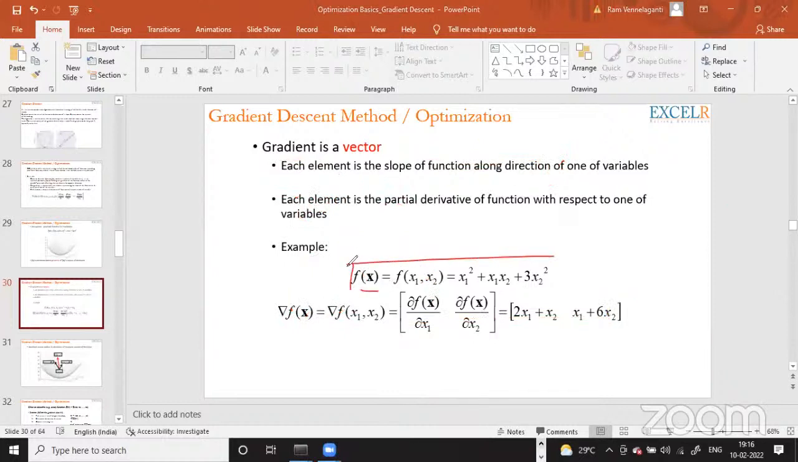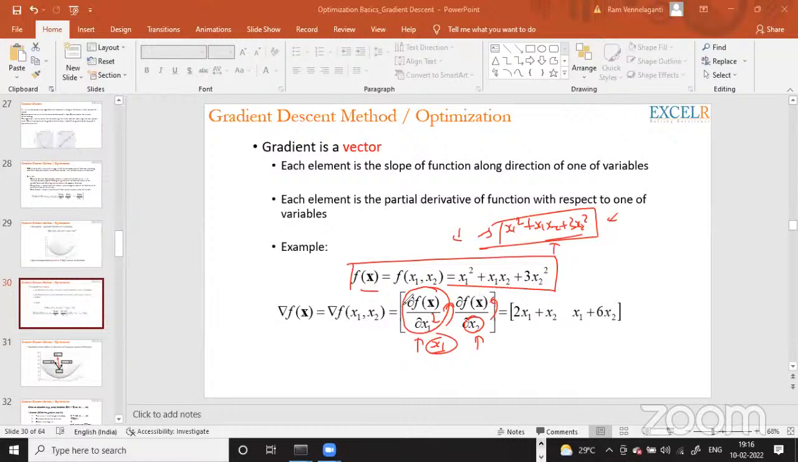So this is your cost function. F of x is equal to x1 square plus x1 x2 plus 3x2 square. So now this function has to be differentiated with respect to x1 and x2. So you are going to take the partial derivative. Because you want to study only the impact of x1 on your quadratic function, and you want to study only the impact of x2 on your quadratic function. That is what is the area of focus. So take the partial derivative with respect to x1. You are going to get 2x1 plus x2. Take the partial derivative of your equation with respect to x2. You are going to get x1 plus 6x2.